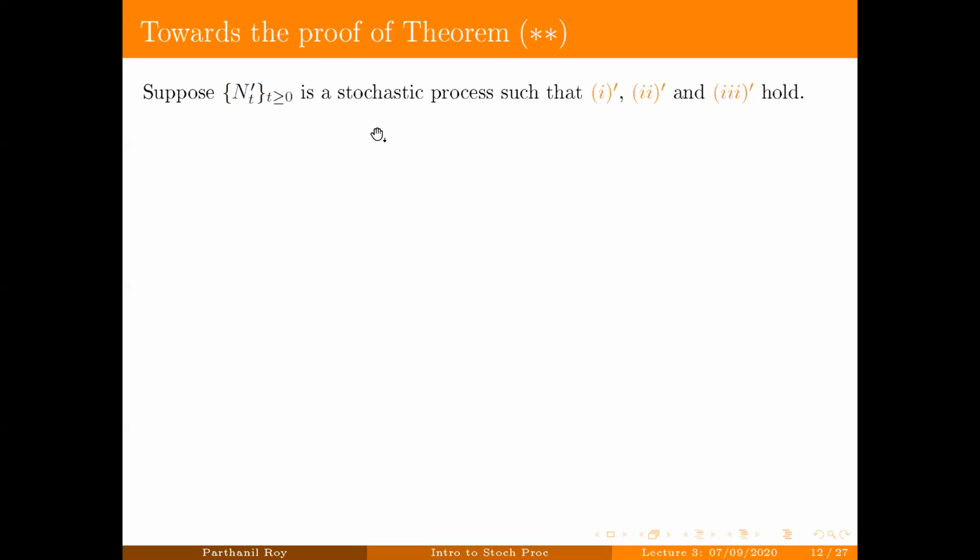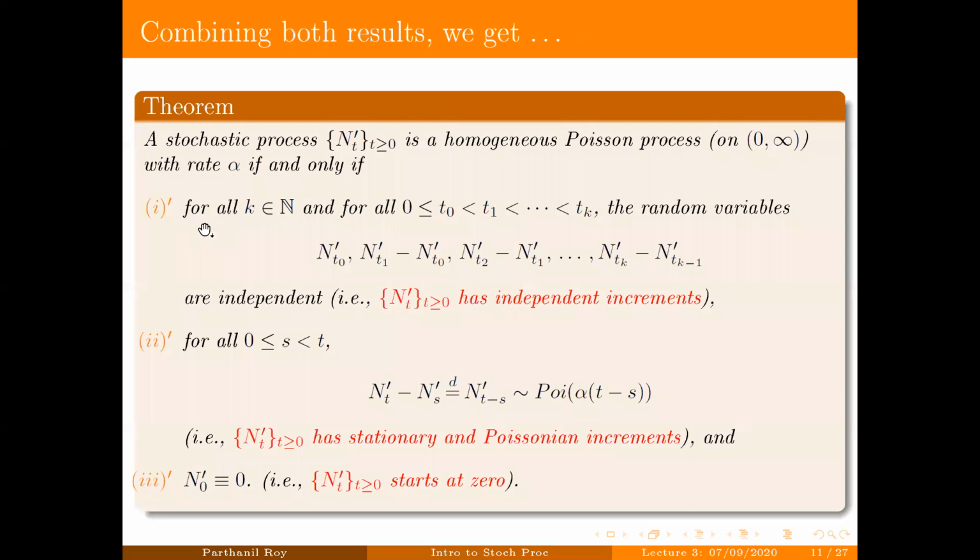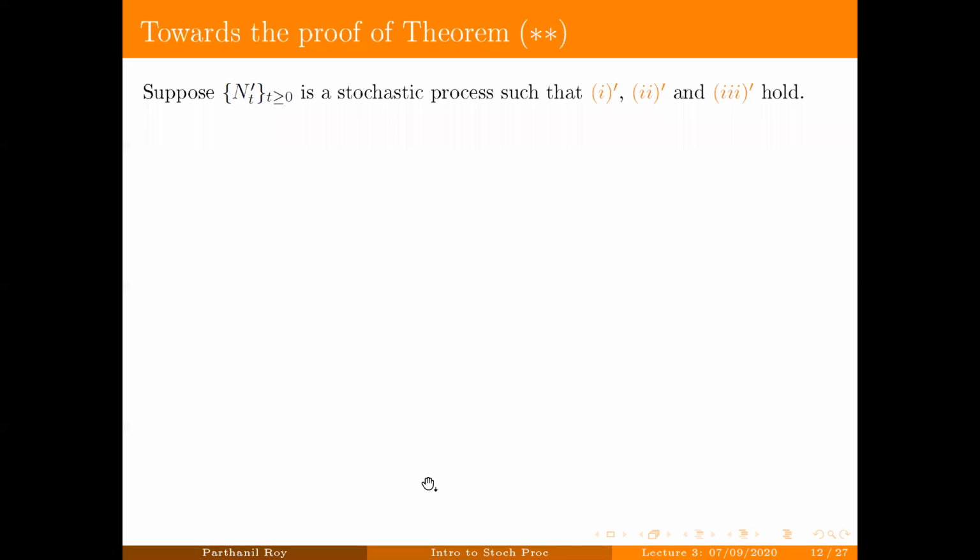Suppose N'(t) is indeed a stochastic process such that 1', 2', and 3' hold, which means 1' is this property of independent increments, 2' is the property of stationary and Poissonian increments, and 3' is the property of starting at 0. Now recall 3' just means N'(0) equal to 0, and 2' just means N'(t) minus N'(s) is Poisson with parameter alpha times (t minus s) whenever s is less than t, so that t minus s is positive.